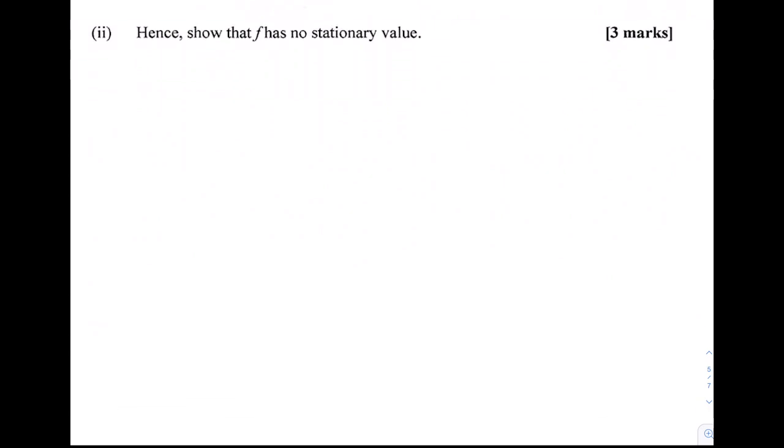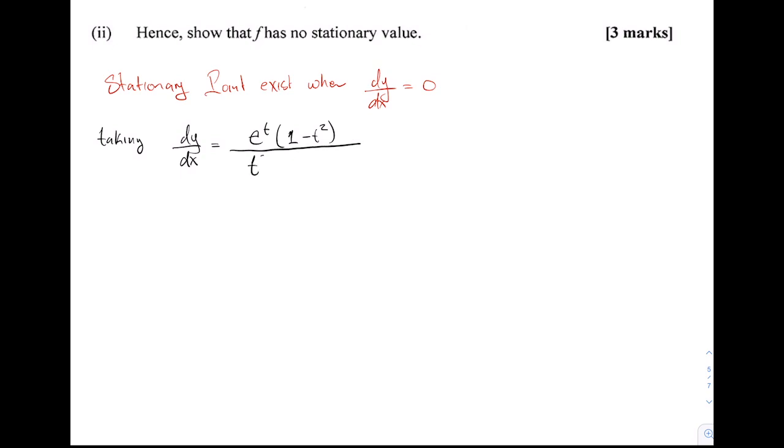Moving to the last part of question number 1. We see that the last part asks us to show that f has no stationary value. And we have to recall that stationary points exist when dy/dx is equal to 0. Taking dy/dx from our previous calculation, we see that we have dy/dx equals e to the t times 1 minus t squared divided by t squared plus t minus 1 equals 0. This means e to the t times 1 minus t squared is equal to 0 because our denominator can be ignored here.